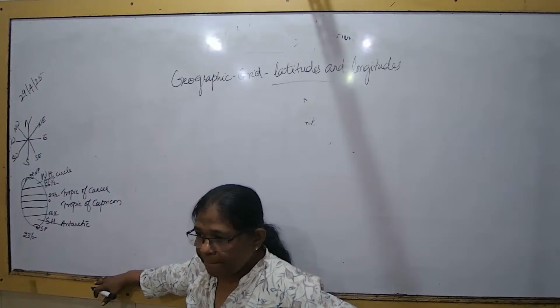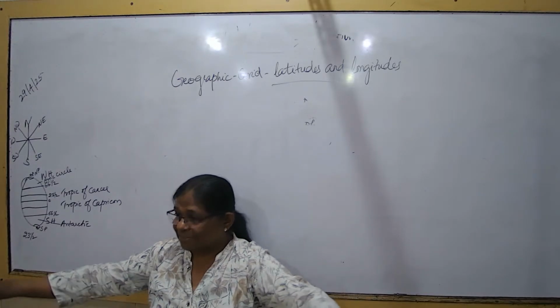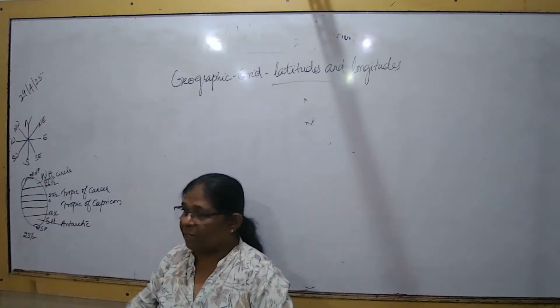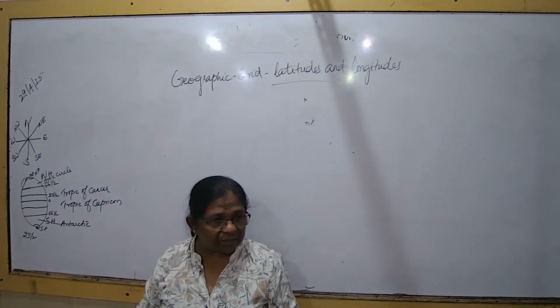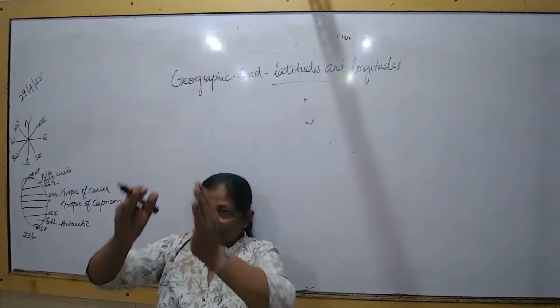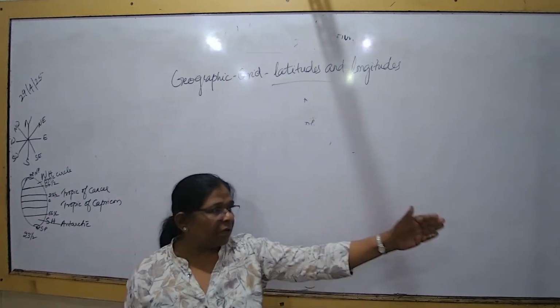Clear? So first one is 0 degree. 0 degree is the longest latitude. Going upward and downward, it is reducing. Why is it reducing? It's going to the tip, 90 degrees. So the line size is reduced. Got it? Just continue.